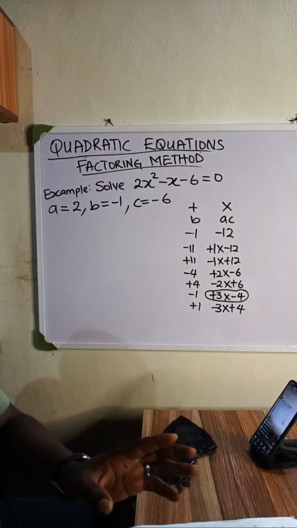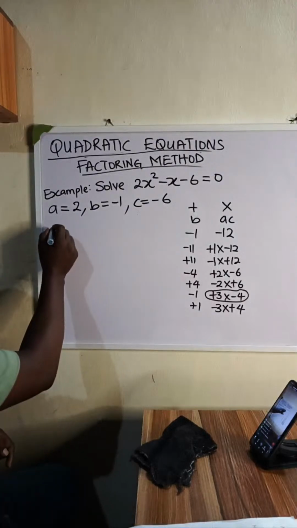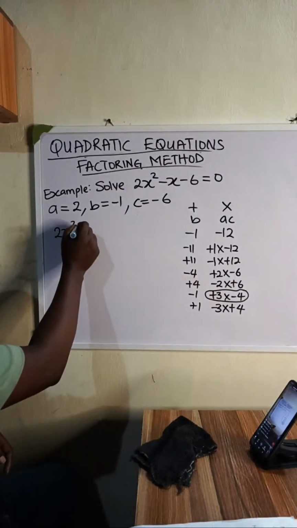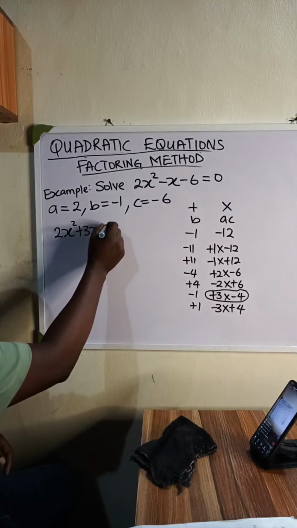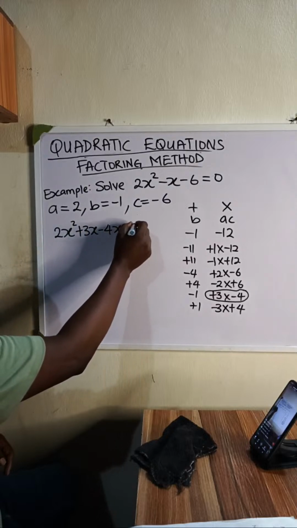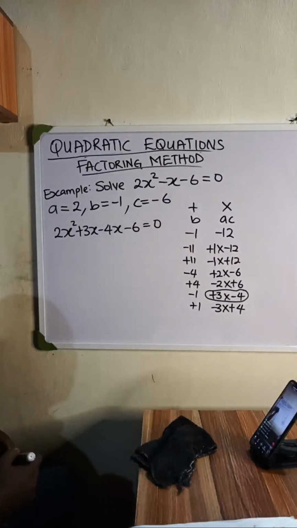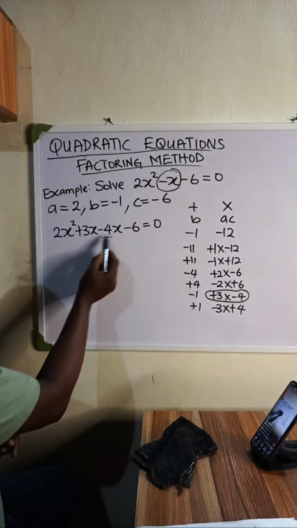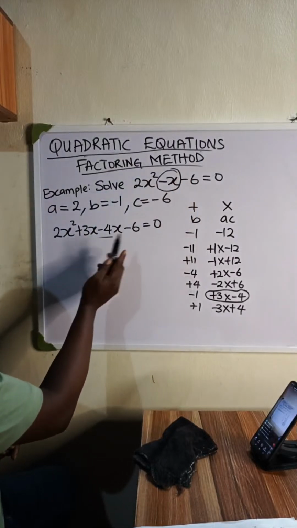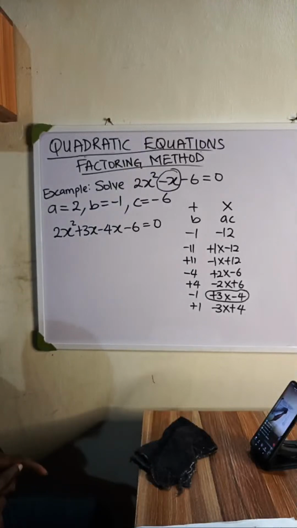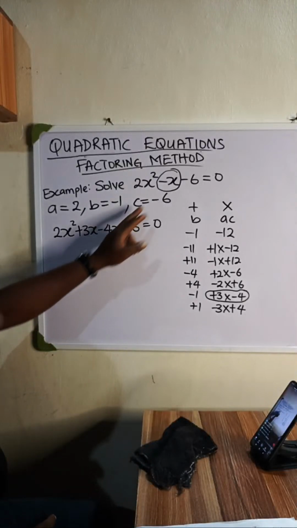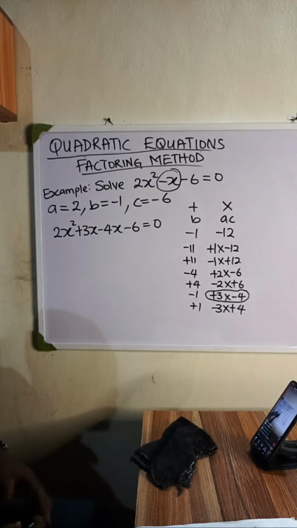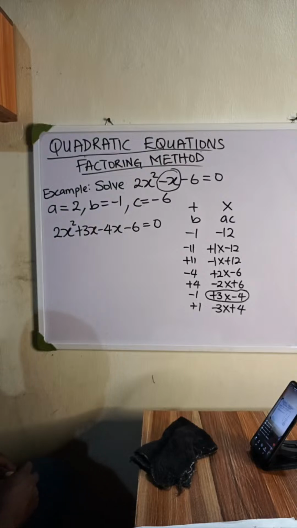So what we are going to simply do is replace minus x with plus 3x minus 4x. So we are going to have 2x squared plus 3x minus 4x minus 6 is equal to 0. We have replaced this value with these two values. If you look at it, plus 3x minus 4x will give you minus x.